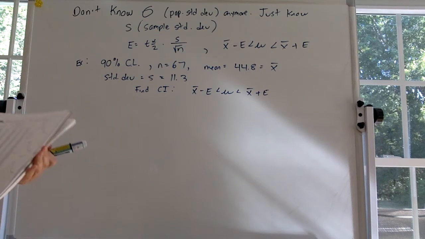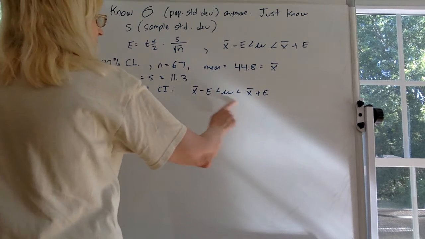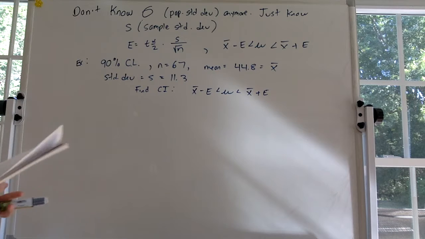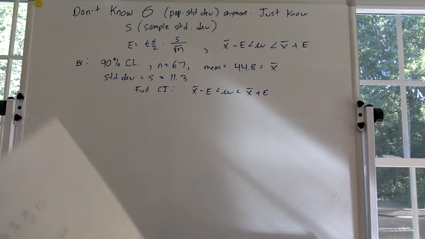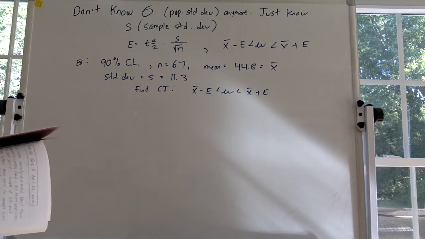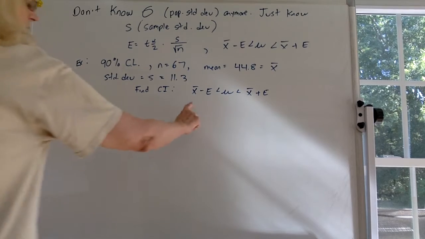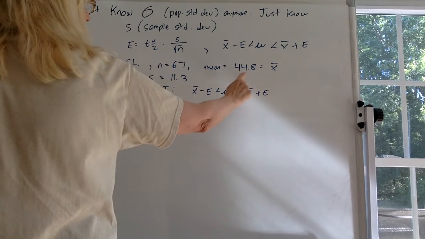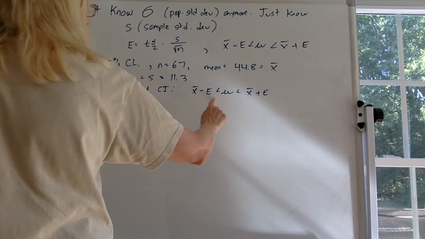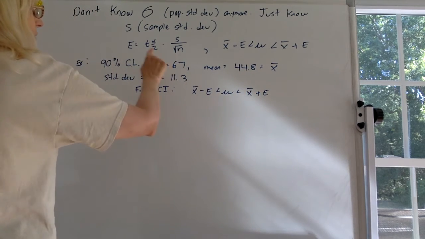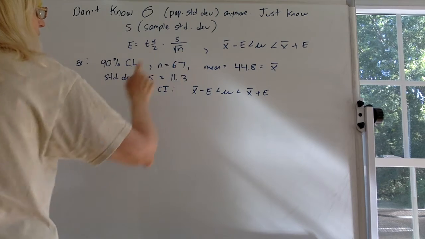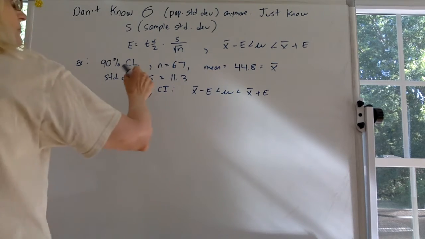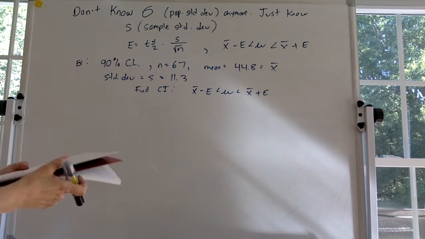So they want us to find the range of numbers that the population mean is likely to fall between. So we've got to use this right here to find it. But we've got X bar. We know it's 44.8. We don't know what E is. Oh, here's the formula for E. So we've got to figure out, I think, what T alpha over 2 is.